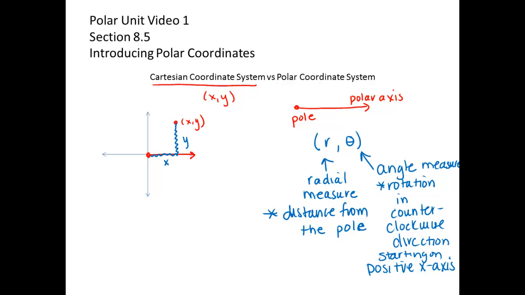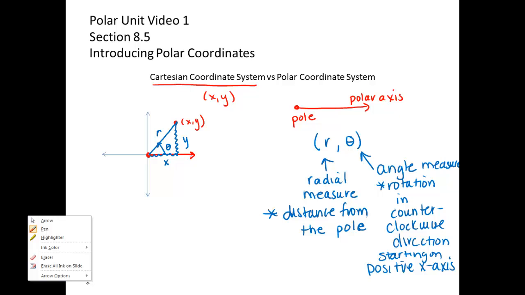So I'm going to go ahead and draw an angle. So this would be our theta value. And then if I connected the pole to the xy coordinate that we were using, I would be able to call that r. So the two things that are important here for your polar coordinate system is the angle that we moved and that distance from the pole, or the radial measure. Let's go ahead and plot some points.